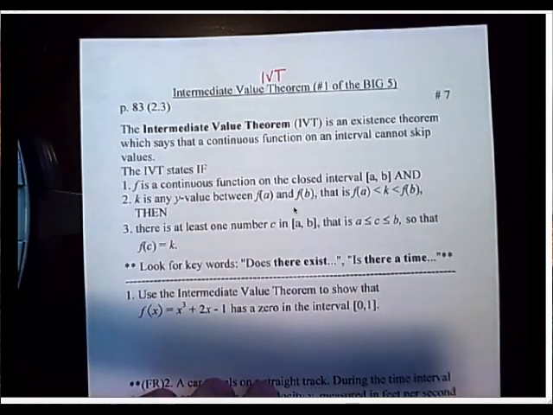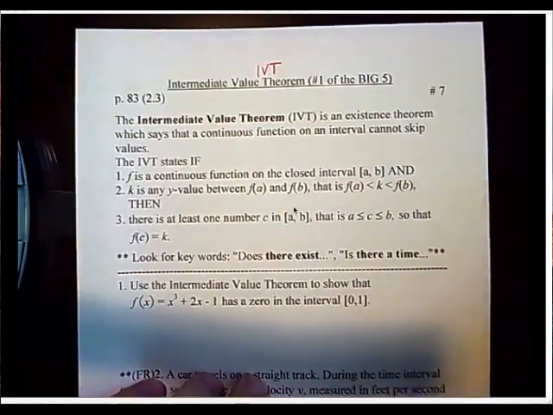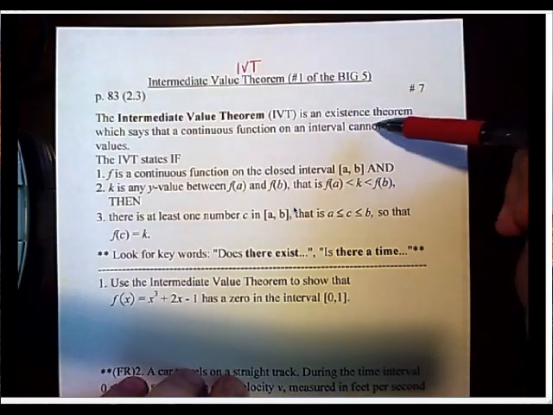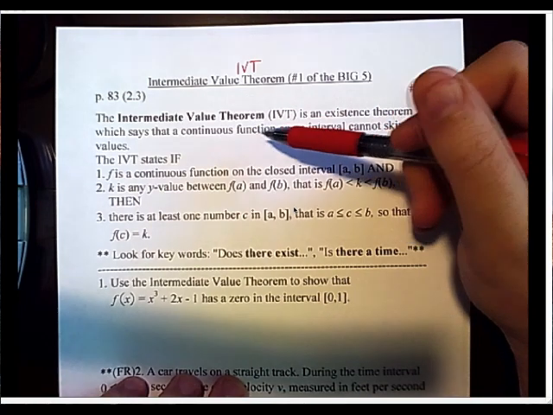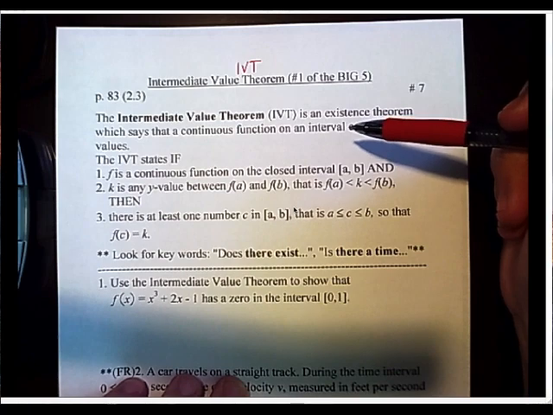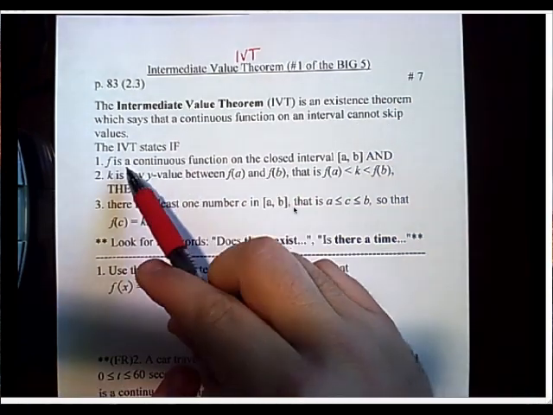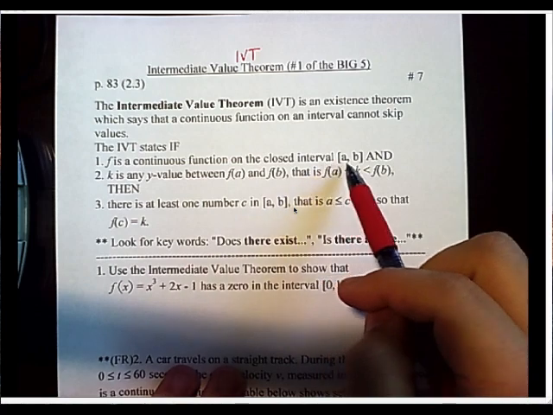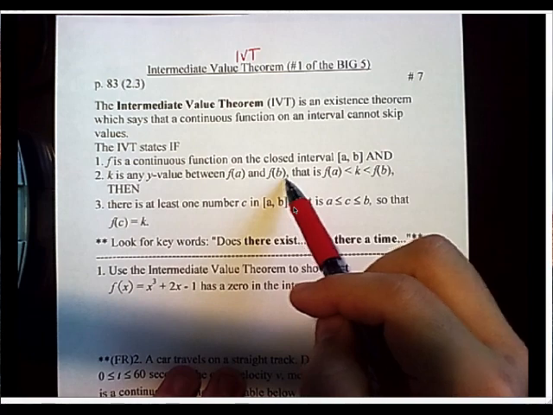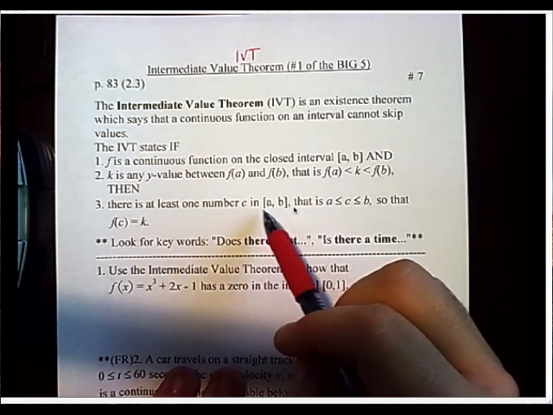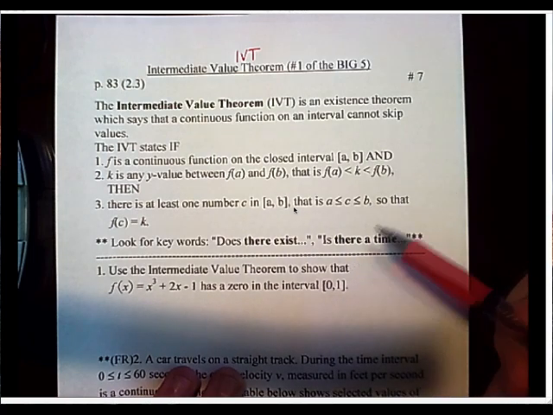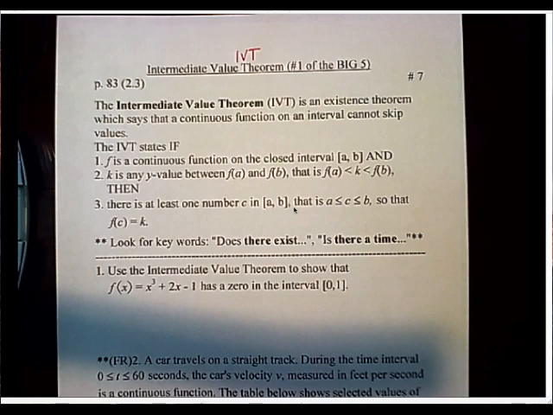Okay, so let's read what it says and then I'll try to give you a graphical way to think about it. It says that the intermediate value theorem, or IVT, is an existence theorem which says that a continuous function on an interval cannot skip values. The IVT states if f is a continuous function on the closed interval a to b, and if k is any y value between f of a and f of b, then there's at least one number c in the interval a to b so that f of c equals k. That's a whole bunch of complicated math speak for the following.